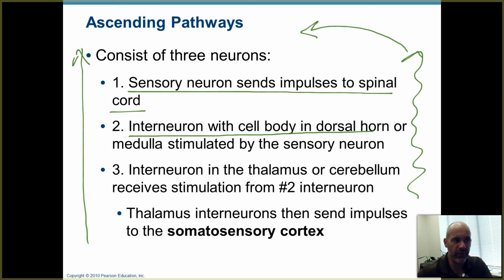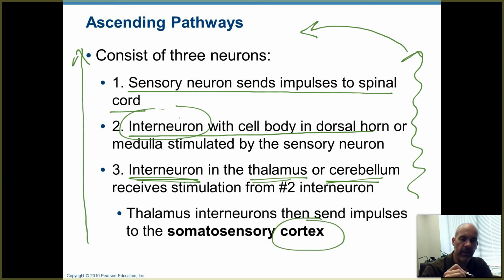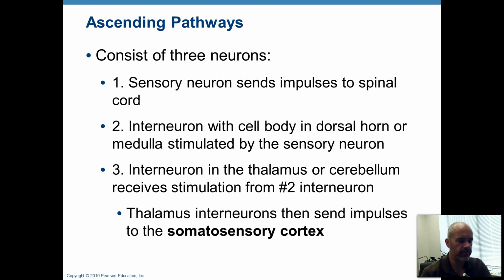That neuron is going to form a synapse with another interneuron in the thalamus or the cerebellum. Okay? So then if it gets stimulated enough, it's going to generate an action potential, and it's going to send it up to a neuron up in the cortex area of the brain. That's up here at the surface of the brain itself, which we'll be learning more about when we discuss the brain in more detail. So that's pretty amazing when you think about it.